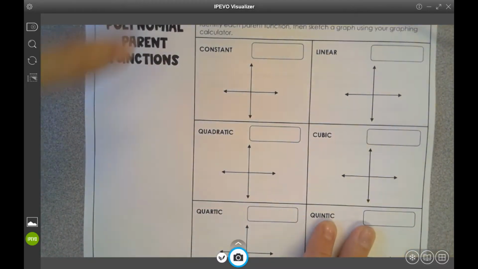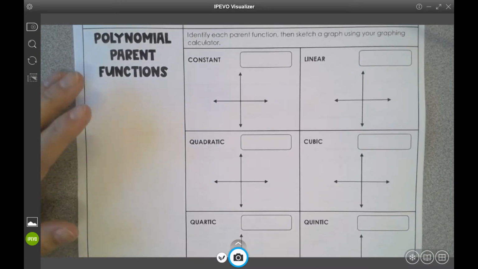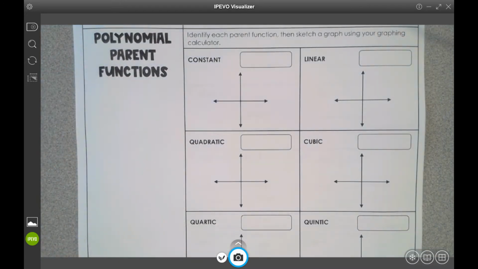So 6.2. Several of our next few notes are going to be about the graphs, and we're just going to touch on a few things in each graph. But first off, you need to know what the parent functions look like. So these are just the original graphs.